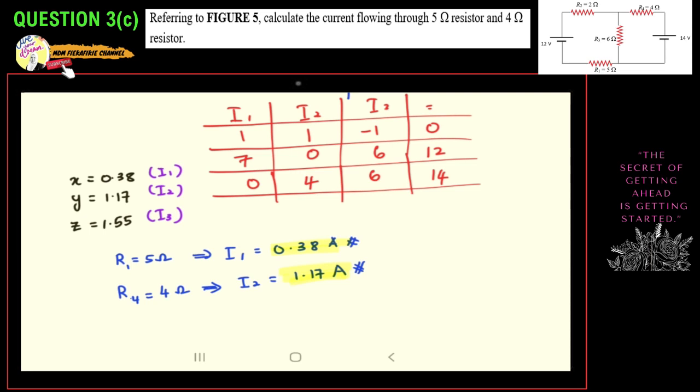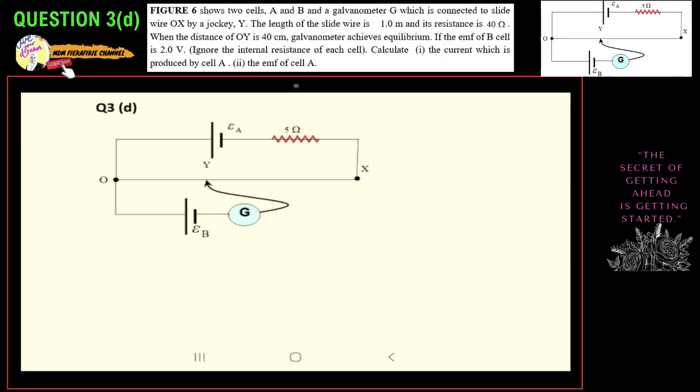Okay, kita akan proceed to question 3D. Let's read the question first. Figure 6 shows 2 cells, so we have EMF A and EMF B here, and a galvanometer G, which is connected to slide wire OX by a jockey Y. So this is the jockey. The slide wire means that OX, and the length of the slide wire is given 1 meter.